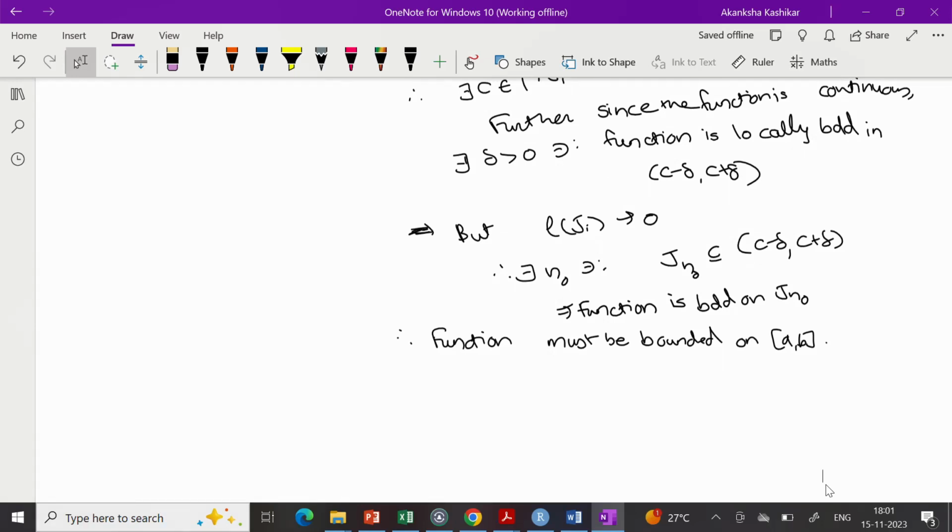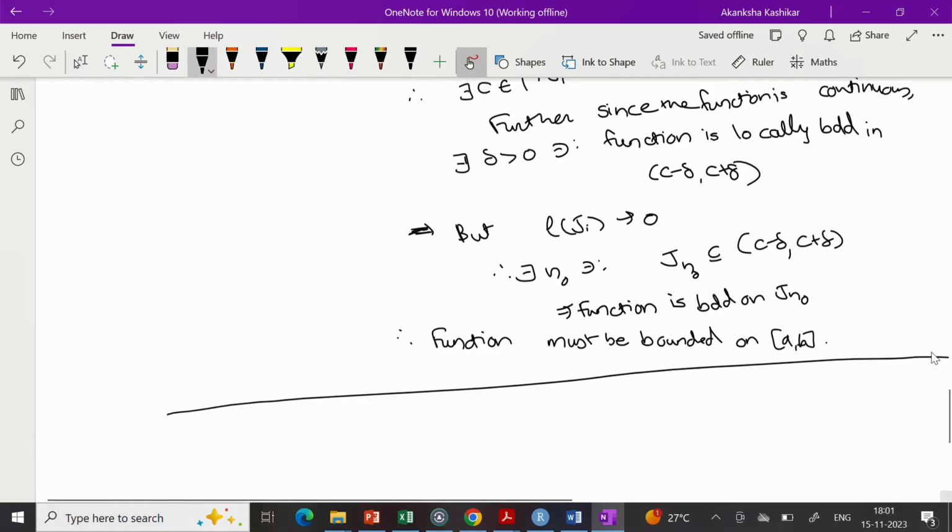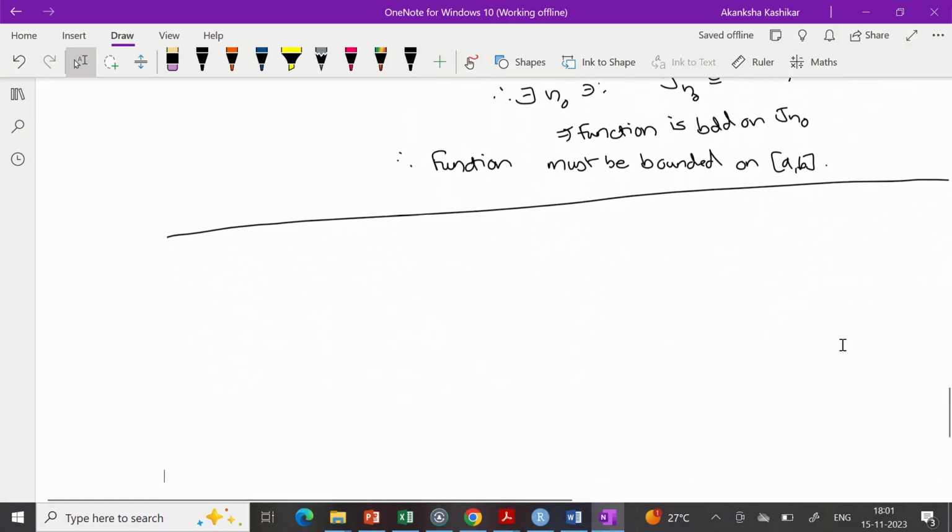And for the part where we have to show that the function attains its extreme values, let me go to that part. So how do I prove that part? We will define M as the LUB of the function values. So M is actually the LUB of the range set.